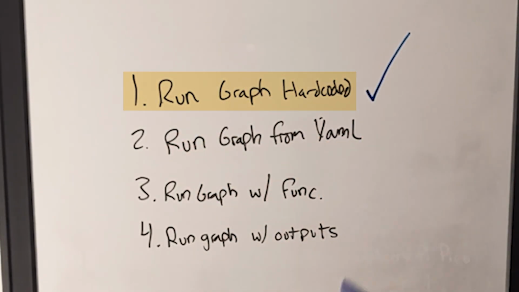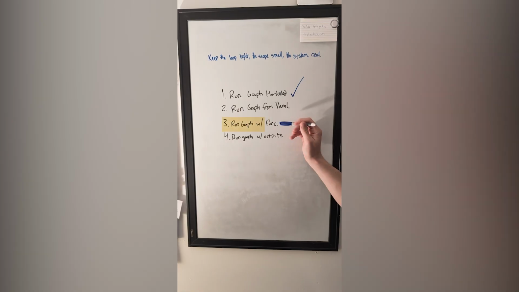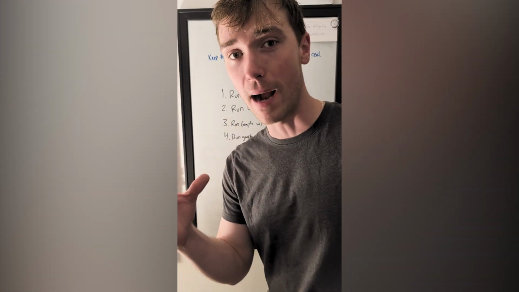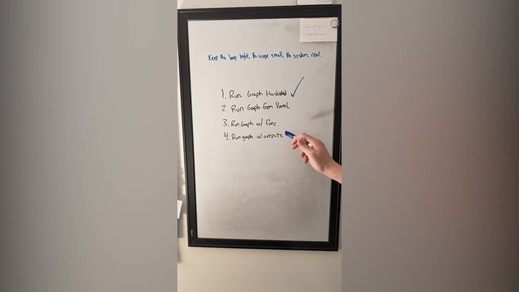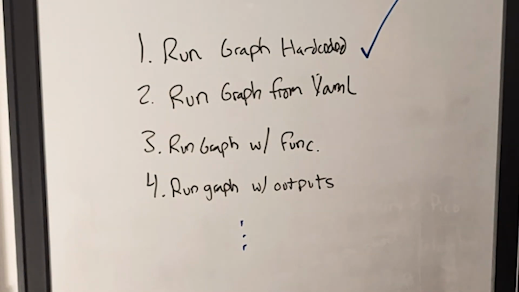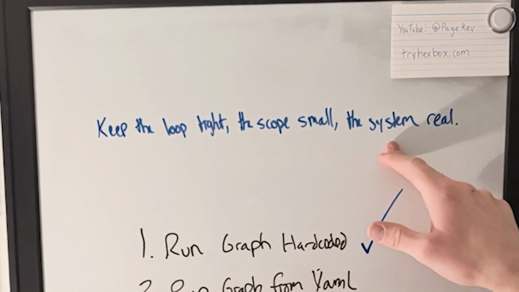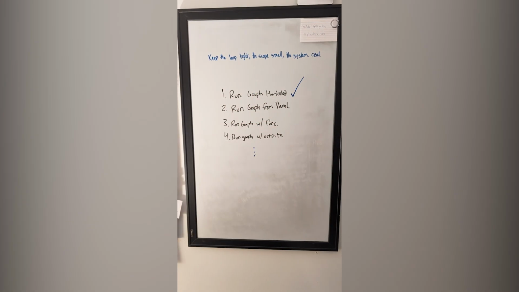We ran the hard-coded graph. Next up, we're going to run that graph from a YAML file. Then we'll run functions for each node of the graph so that it actually does something, and then we will store outputs, and then we'll figure it out. So notice how, like we said, type feedback loop, small scope, real system. Each of these is a feedback loop in itself.